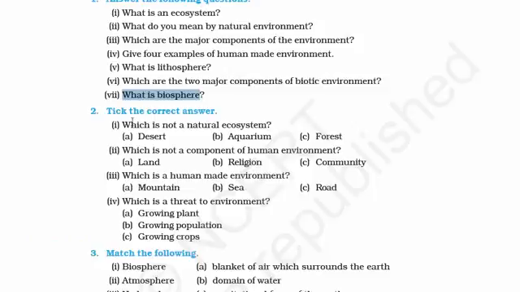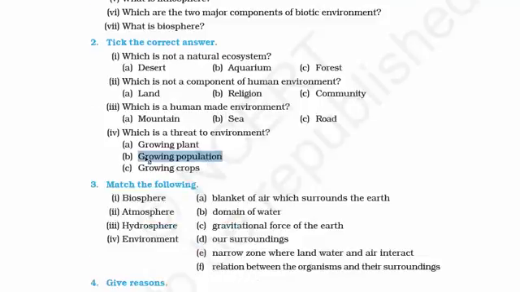Part 2, pick the correct answer, which is not a natural ecosystem. So desert and forest is of course a natural ecosystem. The answer is aquarium, which is not a component of human environment. Land, because land is a component of natural environment, which is a human-made environment. Road, which is a threat to environment. Growing population, yeah, because if this second option grows, the first and third is going to be finished over.